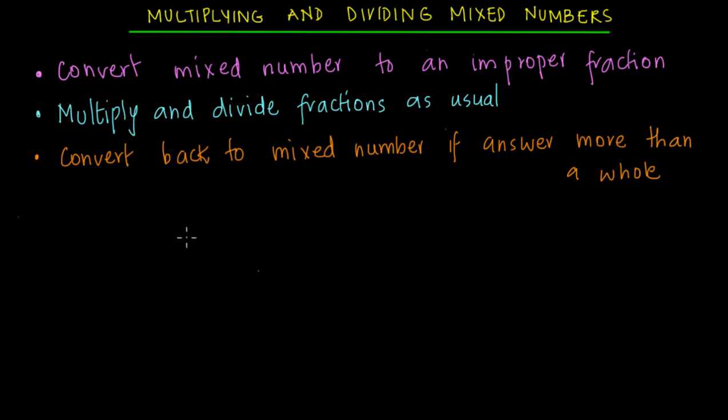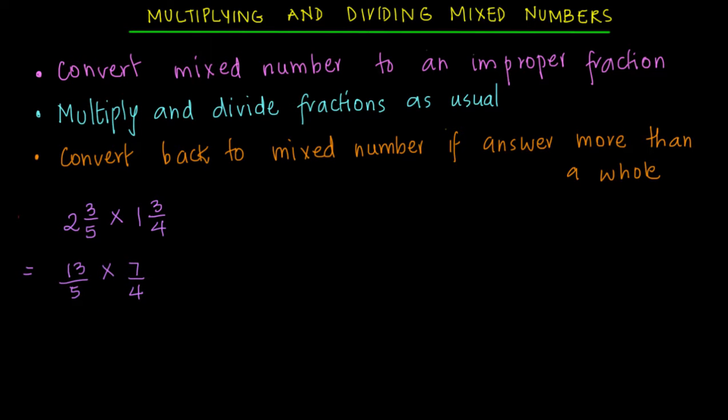So suppose you have 2 and 3/5 multiplied by 1 and 3/4. The first step is to convert both these mixed numbers into improper fractions. So 2 and 3/5 is the same as 13/5, and you multiply that by 1 and 3/4, which is the same as 7/4.